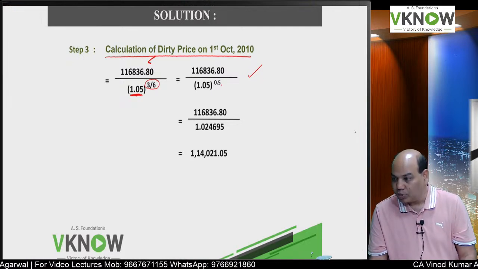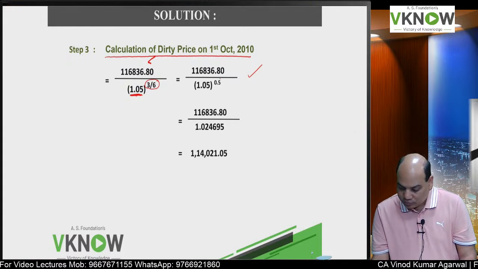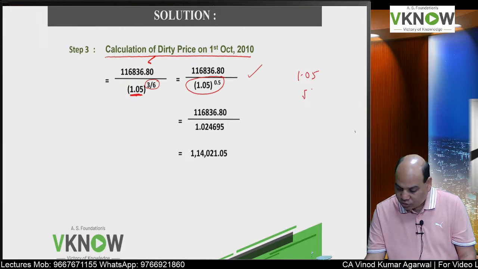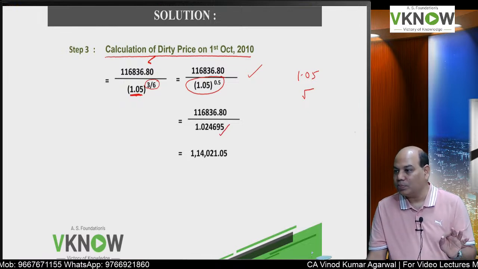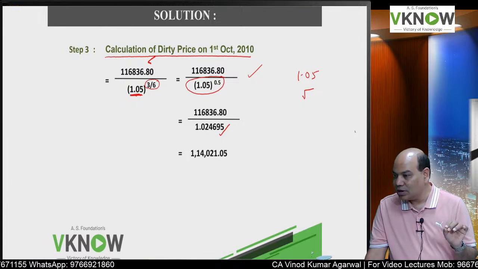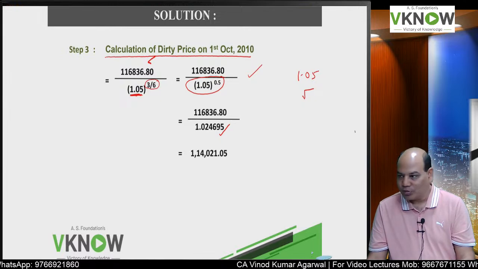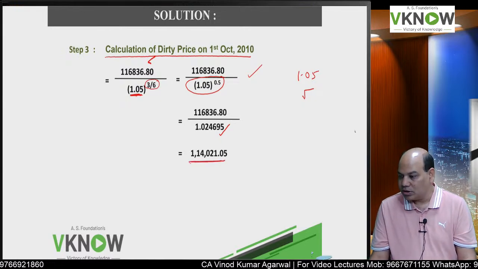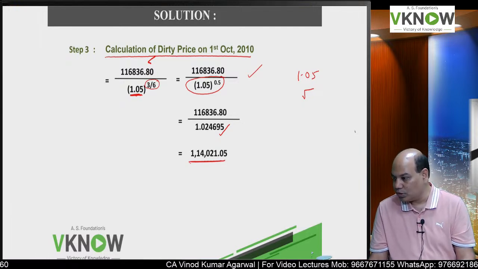Now when the power is 0.5, you can just press square root once. Okay, just type 1.05, press square root function, and you will get this value. When the power is 0.5 means power is 1 by 2, you can get the answer by simply using the square root function once. Okay, are you getting this answer? So my answer is 1,14,021 dirty price on 1st October.